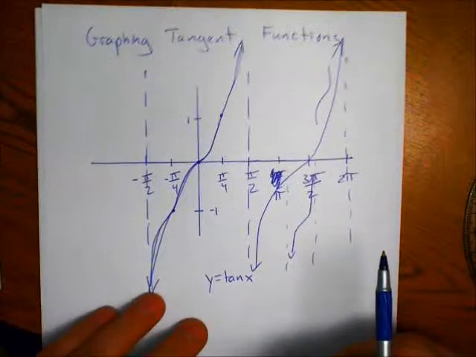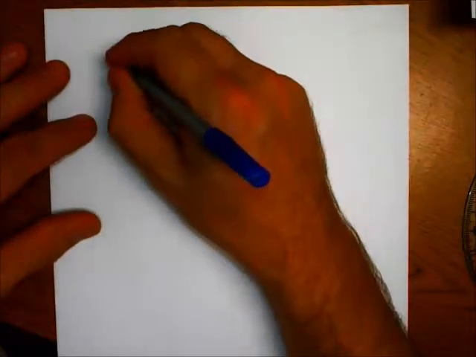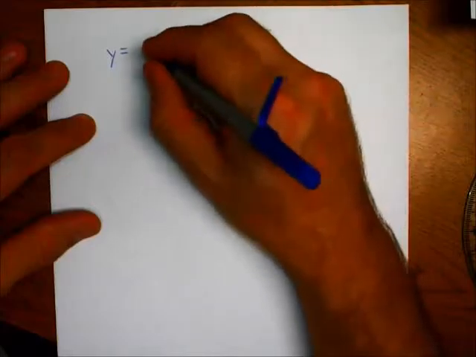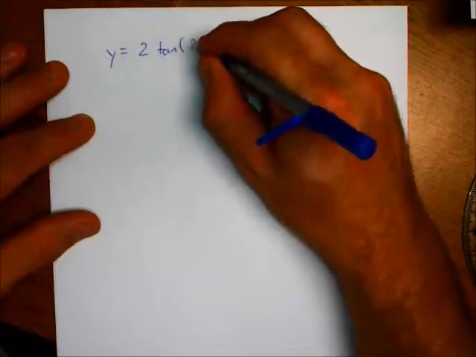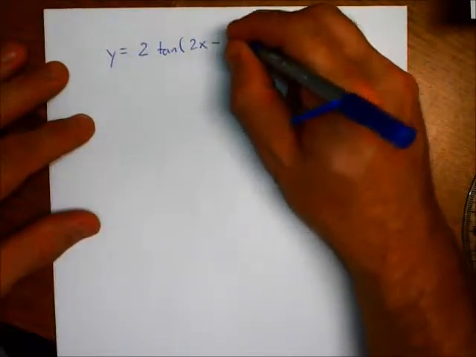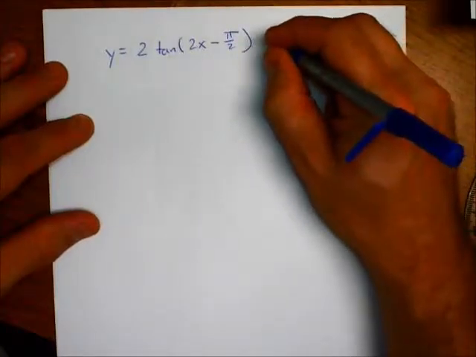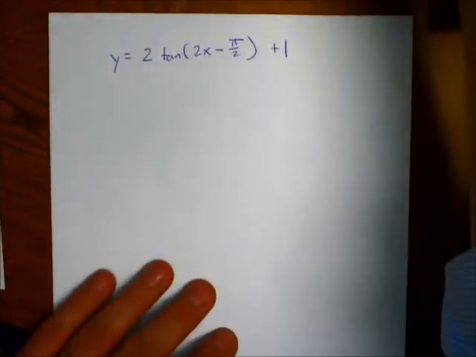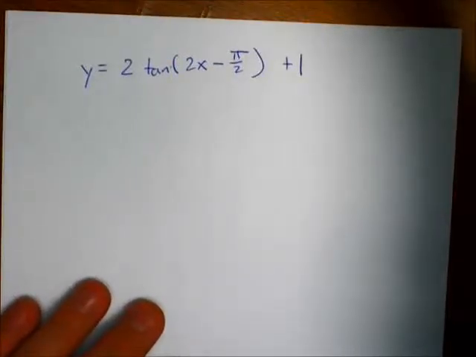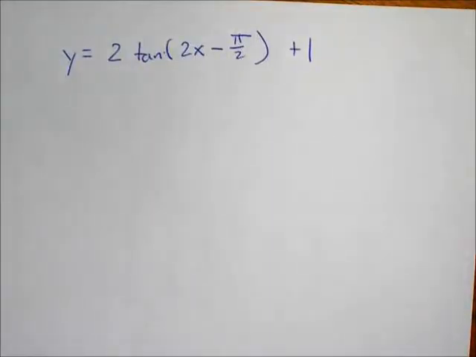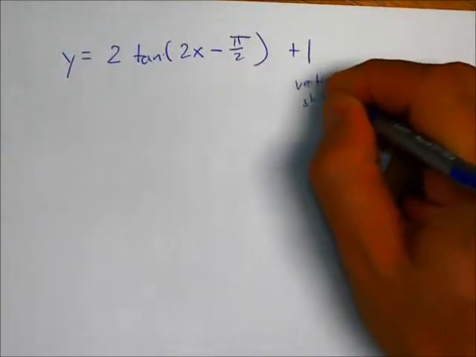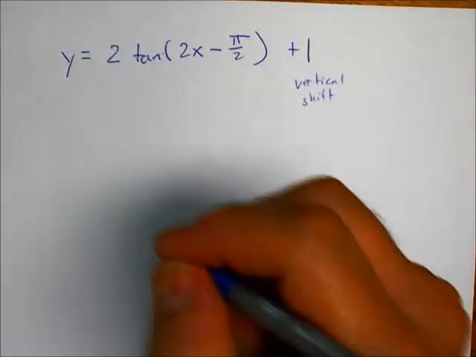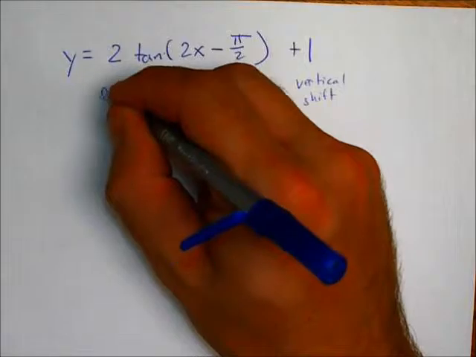So let's look at a more complicated function. Okay, this is about as complicated as these graphs are going to go. Okay, this one is my vertical shift. This 2 here is my dilation.